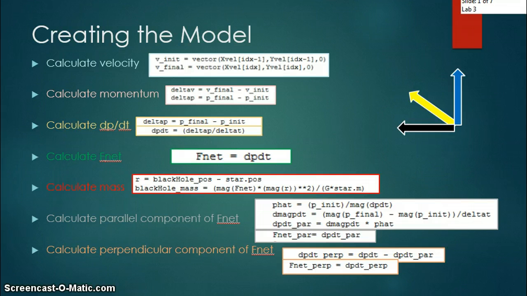In my model, I also calculated the perpendicular and parallel components of both the F net and dp/dt, which are the same. They are represented by arrows in the model. The yellow arrow is the F net, the blue arrow is F net perpendicular, and the black arrow is F net parallel.